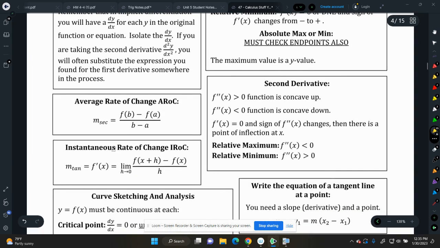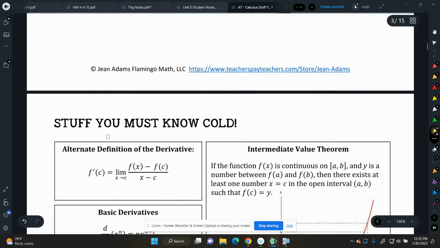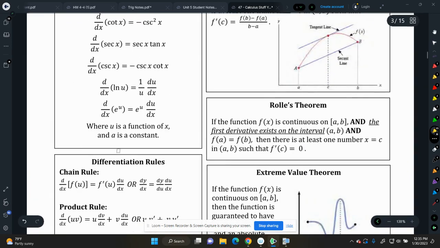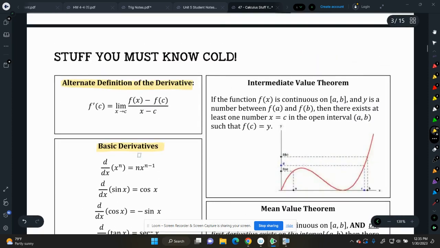Okay. Average rate of change, you know this. You know basically this whole first section here. These are our basic definitions. You know all those. You know your differentiation rules. We've done all that. And we've talked about the intermediate value theorem. Now, there are several theorems. We're going to start talking about some more today.